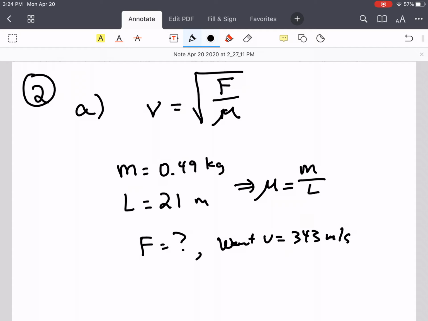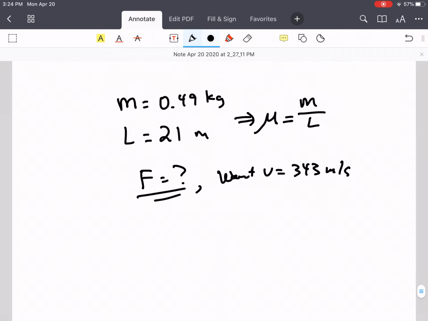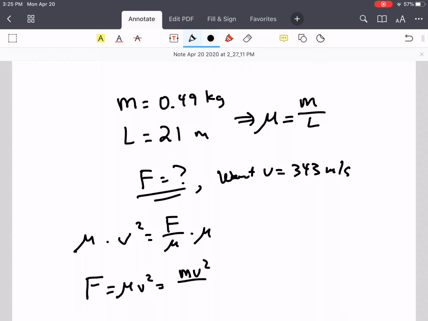And now it's pretty straightforward to go ahead and solve for this tension. So I have v is equal to root F over mu. Let's take the square of both sides. v squared is equal to F over mu. Multiply both sides by mu. I get that my tension F is mu times v squared, which is m v squared over L. And when you plug in some numbers, this turns out to be 2,700 newtons.